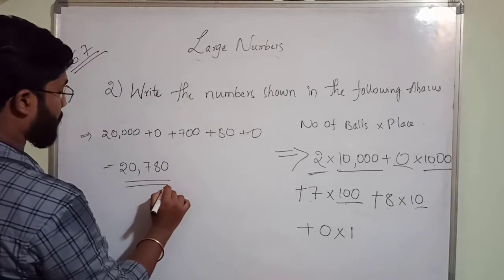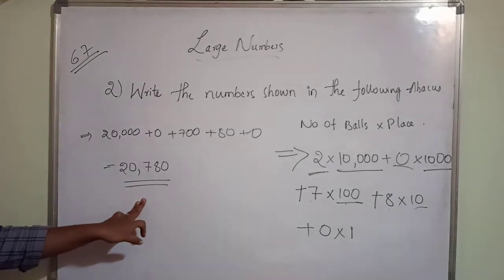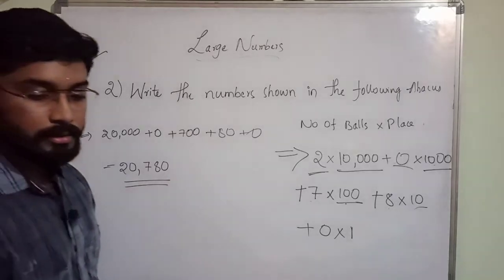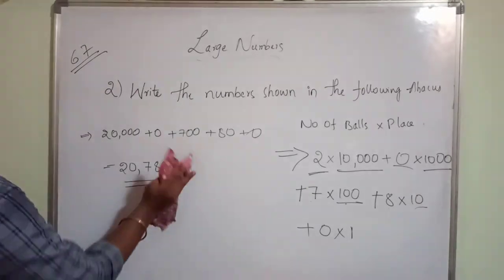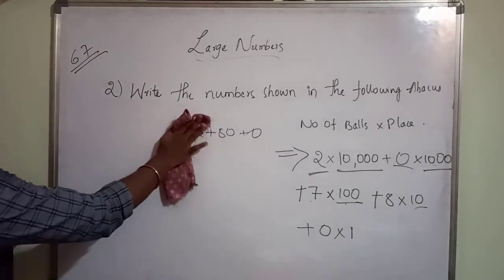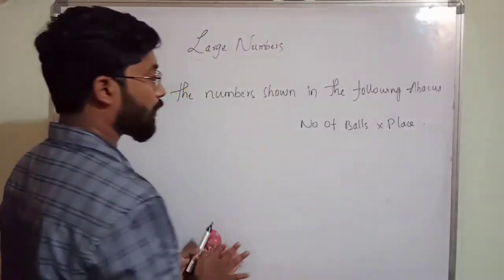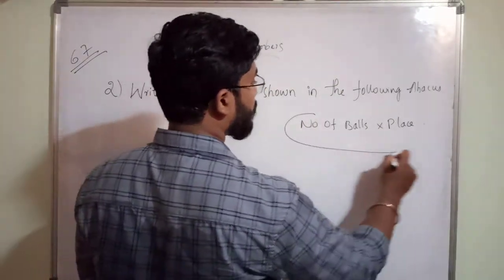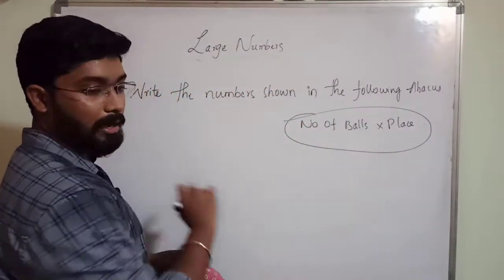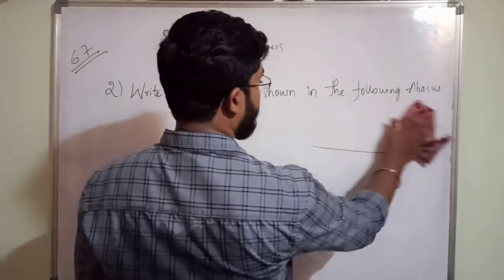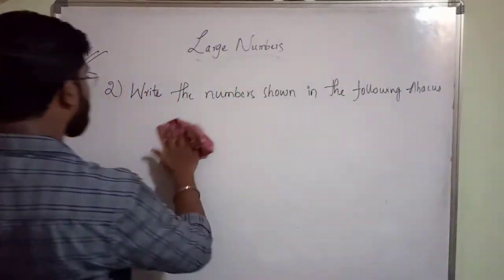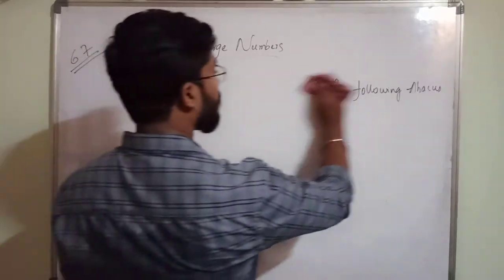20,780. This is the answer. Clear, students? Just multiply number of balls into the place, number of balls into place. This is the trick here. What you have to do? Number of balls into place. Then add all of them, you will get a number. That is the required number. Clear?